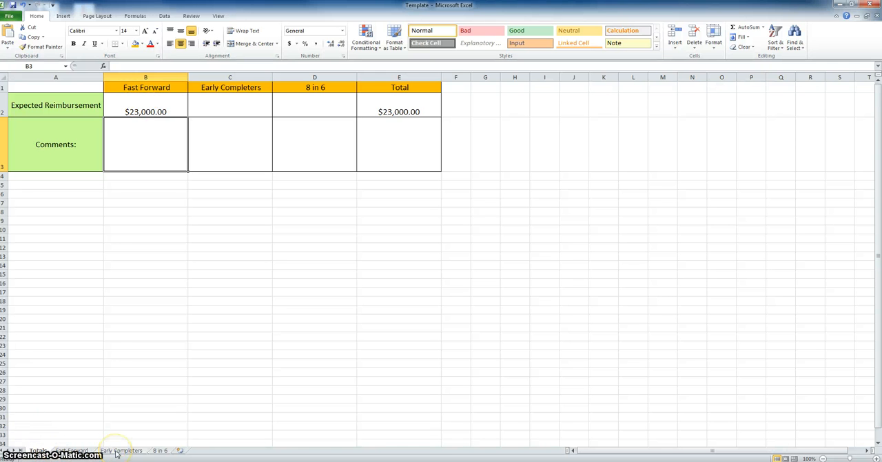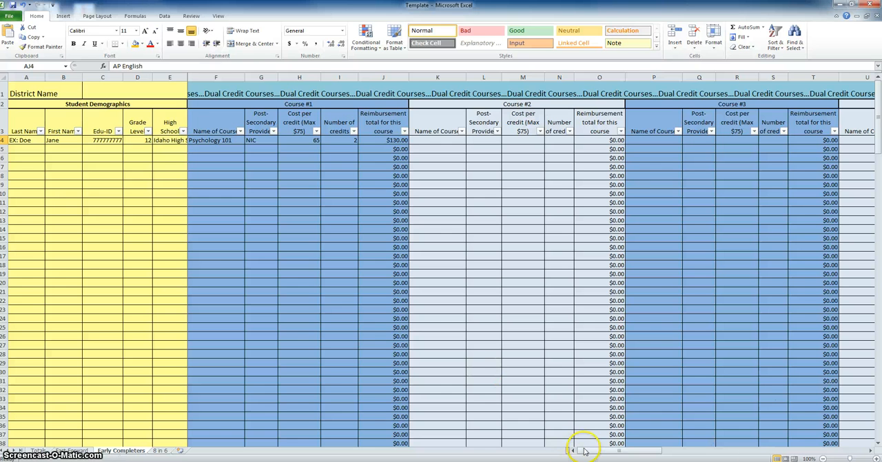Now let's take a look at early completers. Here we have Jane Doe. I have her information here. You'll notice that the early completers page looks very similar to the fast forward page, also has 4 sections. So Jane Doe here is taking a psychology course through NIC, $65, 2 credits, and then the same sort of thing applies here as it did in fast forward.